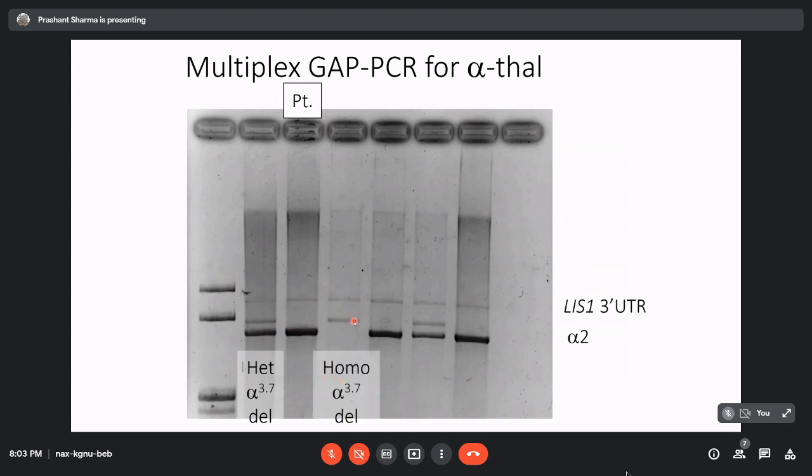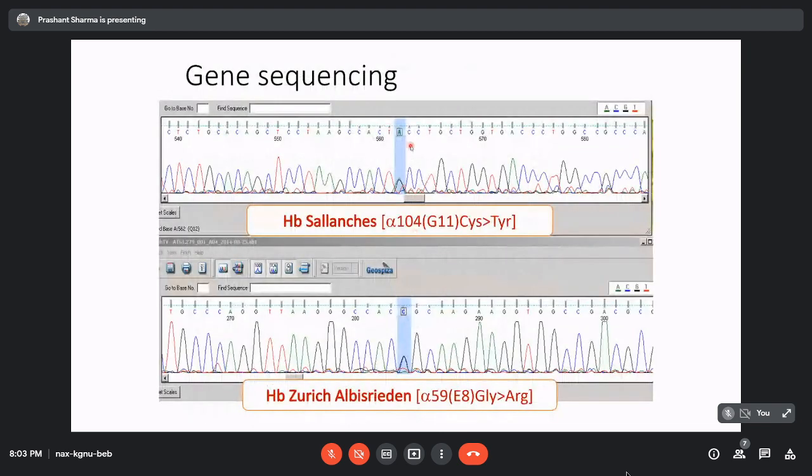This was the older, previous case that we saw. In such a case, we need to go in for gene sequencing, because we're probably looking at a thalassemic or an unstable hemoglobin, which is a point mutation kind of problem.